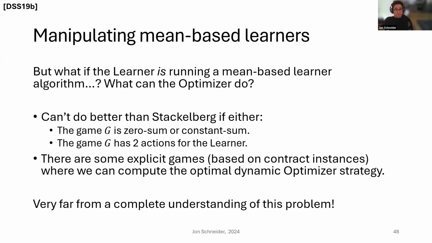Also, if the game has only two actions for the learner, you can't do better than Stackelberg for the reason that, in this case, external regret and swap regret collapse. If the learner only has two actions, having low external regret is enough to have low swap regret. And there are some explicit games based on some instances that come from contract theory where we can compute the optimal dynamic optimizer strategy against a learner, and it's a non-trivial strategy. It's doing something better than just playing the Stackelberg value. But we're very far from a complete understanding of this problem.